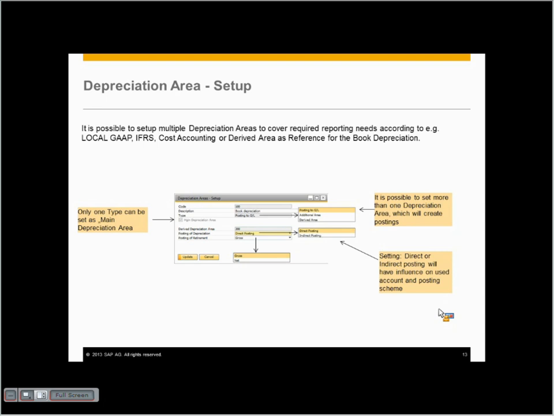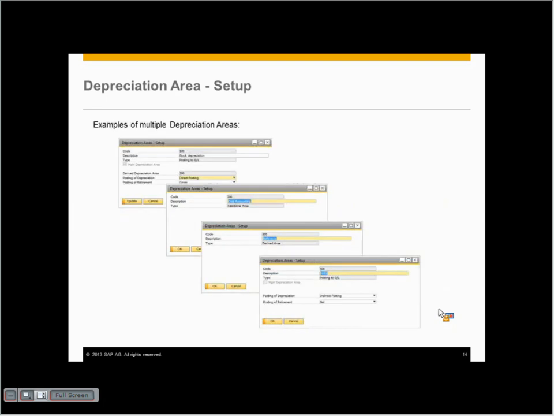This is an example of different depreciation area setups. Here we have first an example for, let's say, the main depreciation area for your book depreciation, and this has also set a derived area as reference. This would be the reference as a derived area, a mirror of your book depreciation area, and also to reflect changes if you have done some unplanned depreciation in between, because the derived area will continue with the original basis.